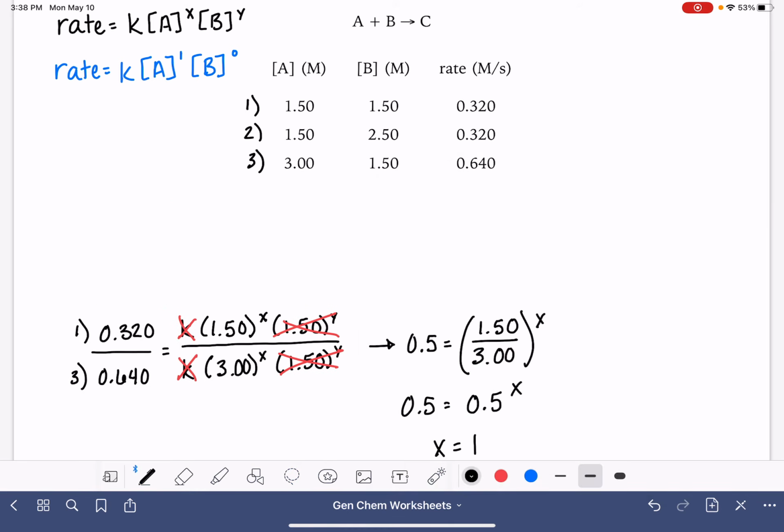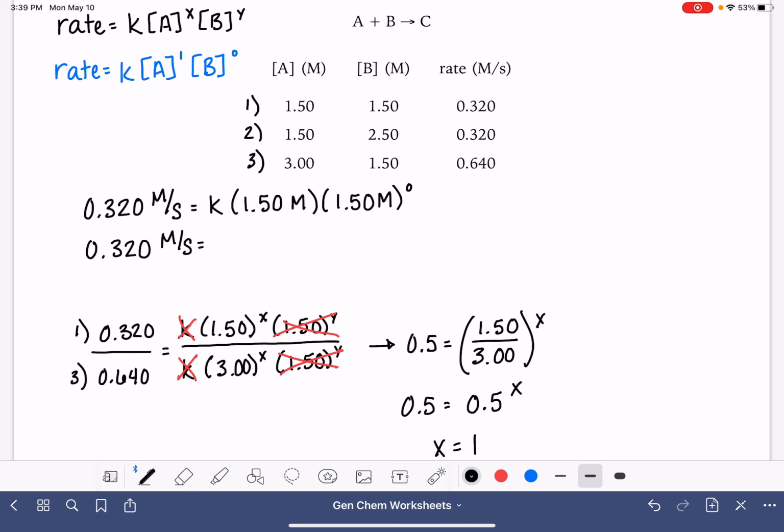So for data set number 1, our rate is 0.320, and this is where we do want to pay attention to units, molarity per second. The value of K is what we're trying to figure out. For A, we have 1.50, and that's units of molarity, and that's raised to the 1. And for B, we have 1.50 units of molarity, and that's raised to the 0. So we get 0.320 molarity per second. That's equal to K times 1.50. And remember, anything raised to the 0 is just 1. So this will just be equal to 1, and we can get rid of those units.